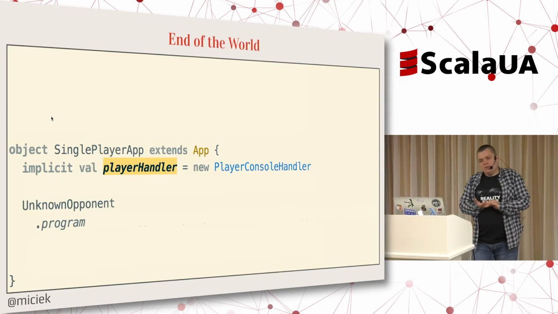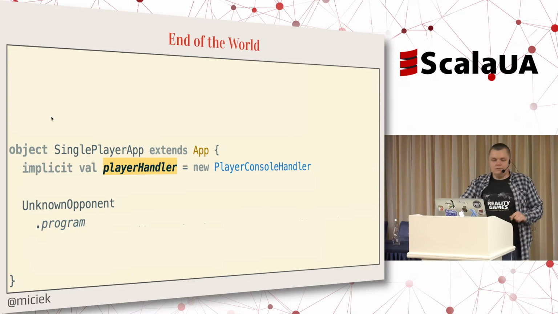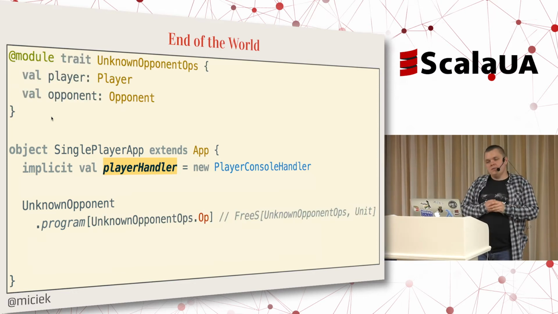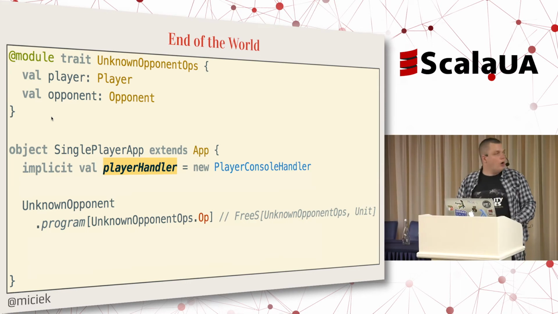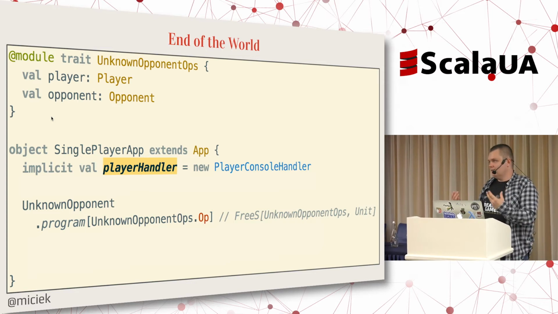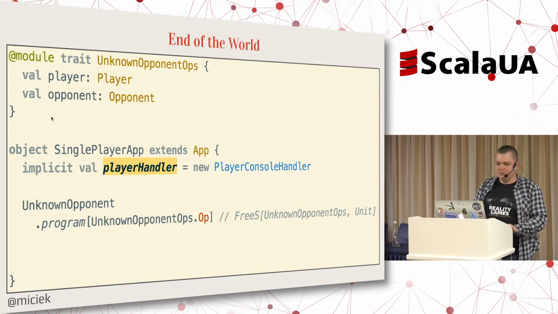And then in the application itself, we have this player handle, which is a console handler, right? Print lines and read lines. And then we have this new application, unknown opponent. It won't compile. It will tell us that something's missing, because we have this player interpreter, player to IO, console print lines to read lines, but we don't have the opponent operations interpreters. So the compiler will tell us that we are missing a crucial bit in our software application, that is how to technically interpret the opponent operations.